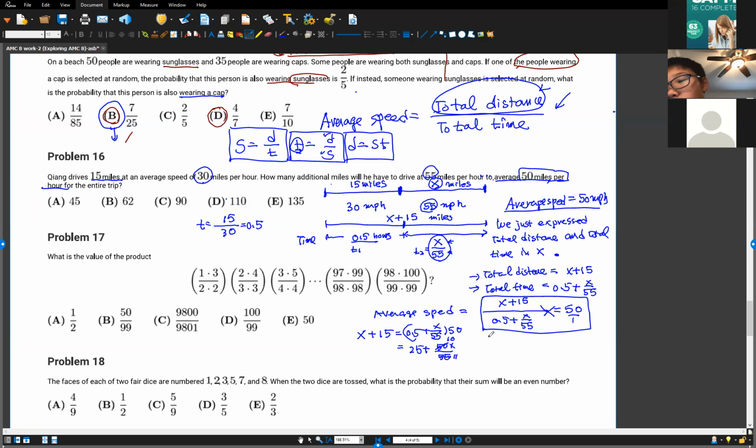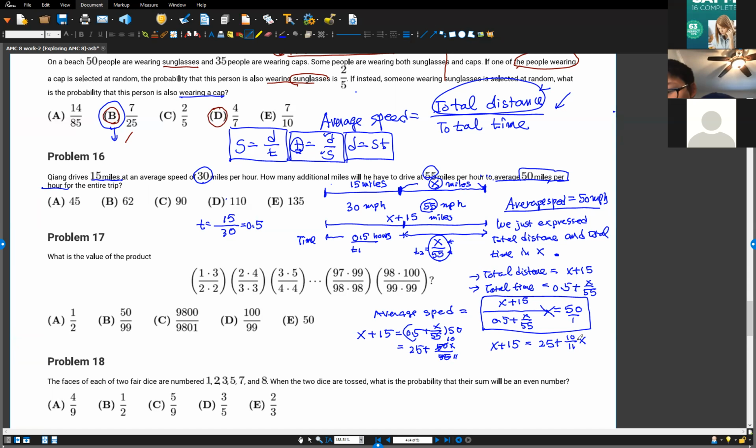So I'm going to write one more time over here. x plus 15 equals, what is that? 25 plus 10 over 11x. That's the final equation. But we need to simplify it more. We need to find the value of x. x is the additional miles over here. The second section, x is the distance for the second section.